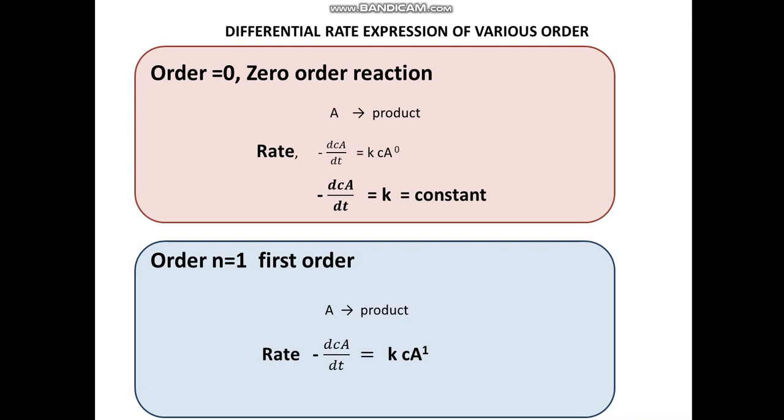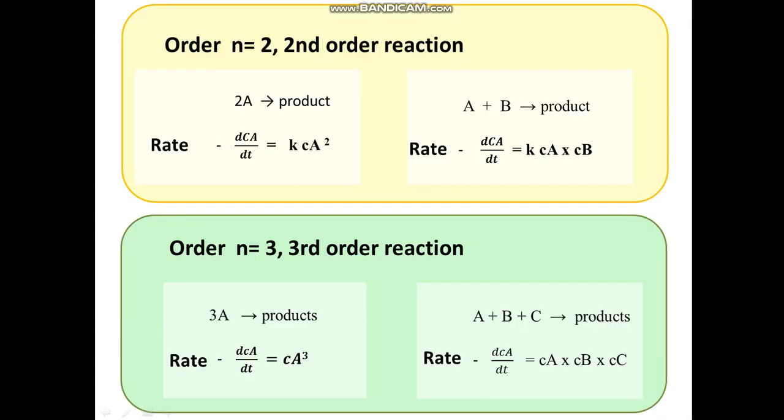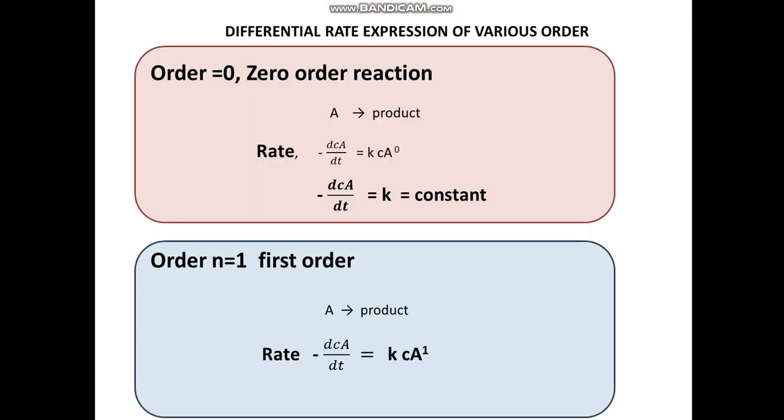Then for a first order reaction, n is equal to 1, A giving products. We can write the rate of disappearance of A, minus dCA by dt, is equal to K into CA raised to 1. That is the differential rate expression. The rate is directly proportional to the first power of the concentration of the reactant.